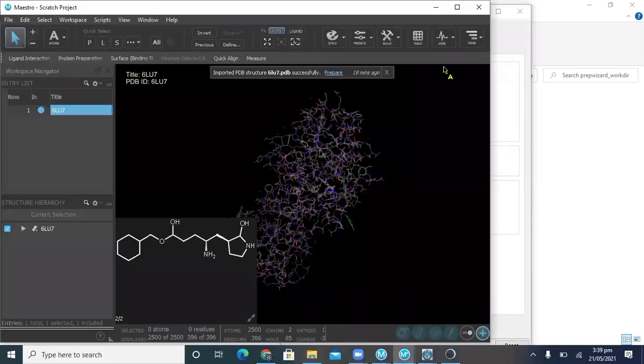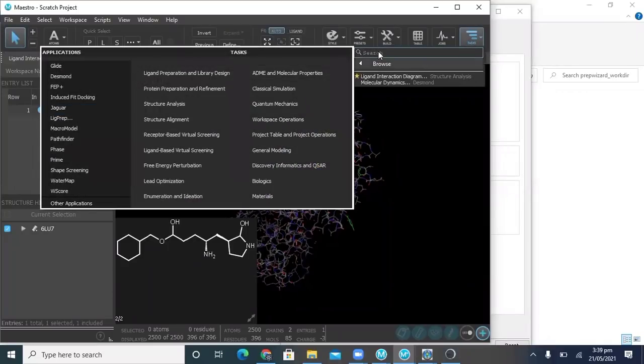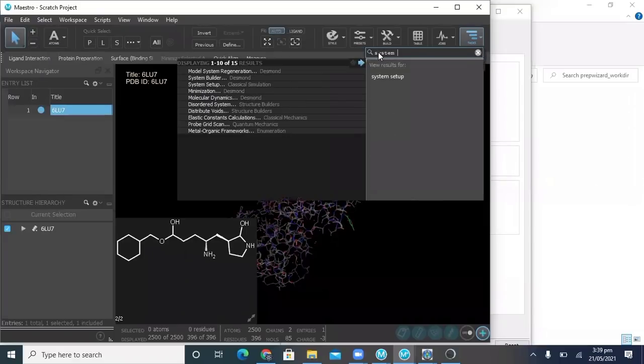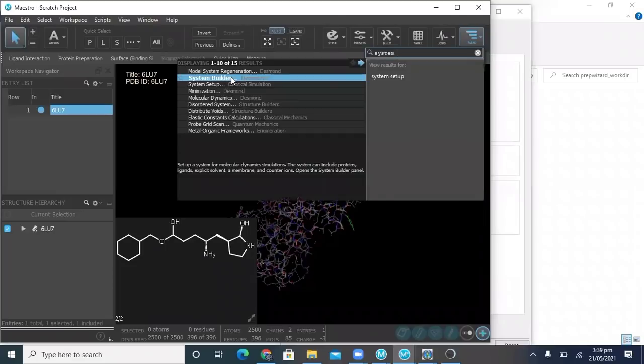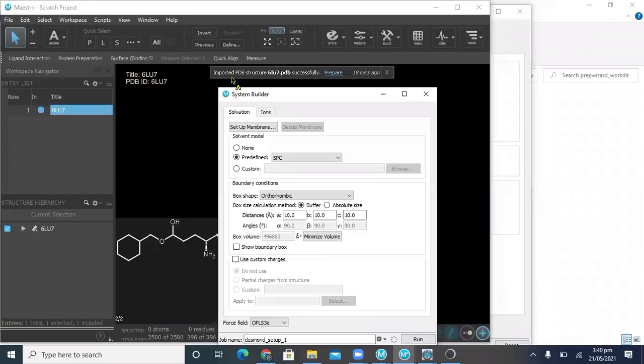Now we will build the system for MD simulation. So we will click on task, and simply write system builder. This is the system builder. So this is how we will prepare the system for the MD simulation now.